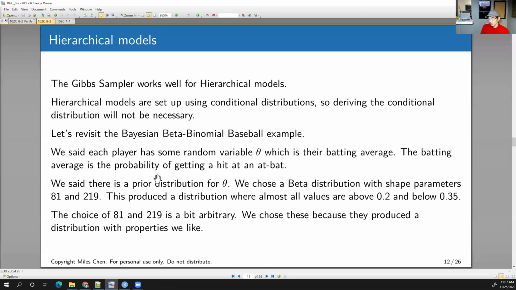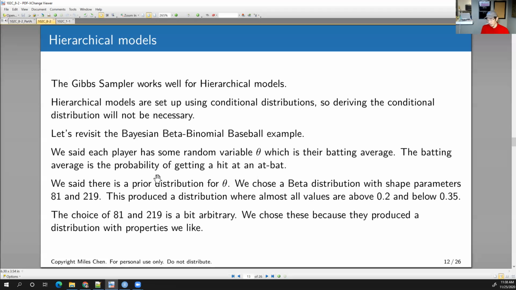All right. So what we're going to do is revisit the Bayesian beta binomial baseball example. And so when we did that, we said every player has a random variable theta, which is going to be their batting average. So we have theta, that's their batting average. And the batting average we can just think of as the probability of getting a hit when the player has an at-bat. What's the probability that we see a hit during an at-bat? And so there's some prior distribution for theta.